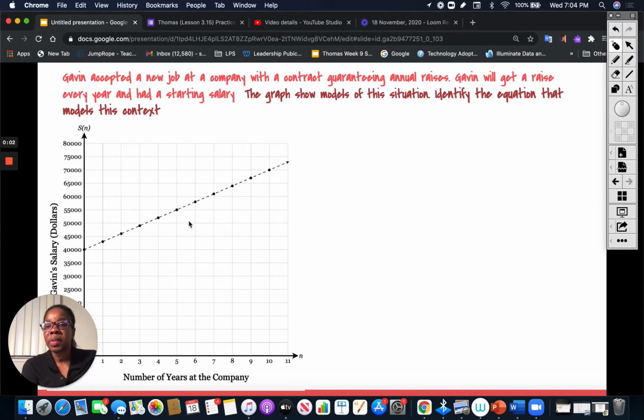All right, so this question says Gavin accepted a new job at a company with a contract guaranteeing annual raises. Gavin will get a raise every year and a starting salary. The graph models the situation. We're to identify the equation that models this context.